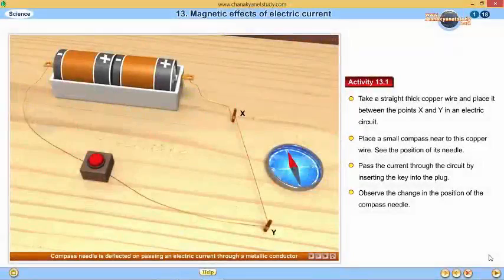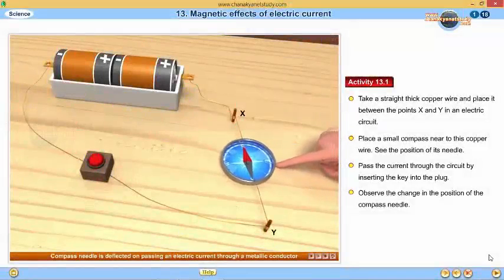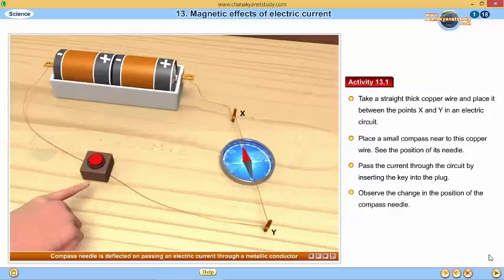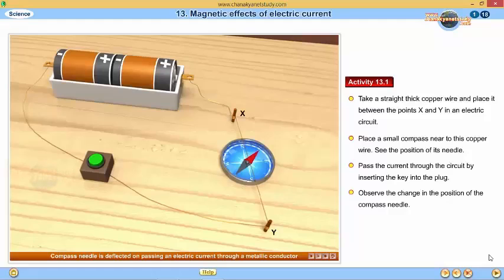Chapter 3, Magnetic Effects of Electric Current. Activity 13.1. Take a straight thick copper wire and place it between the points X and Y in the electric circuit. Place a small compass near this copper wire. See the position of its needle. Pass the current through the circuit by inserting the key into the plug. Observe the change in the position of the compass needle.